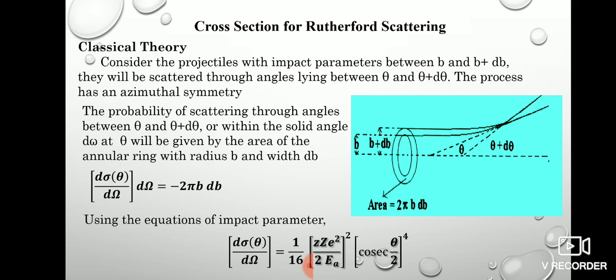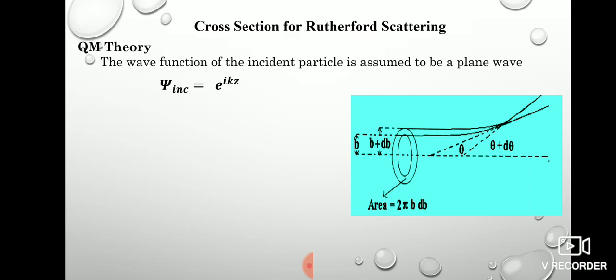So, this is the classical approach where we are considering all the particles between impact parameters b and b plus delta b. So all the particles are considered, so that we should consider the annular ring and the areas being determined.